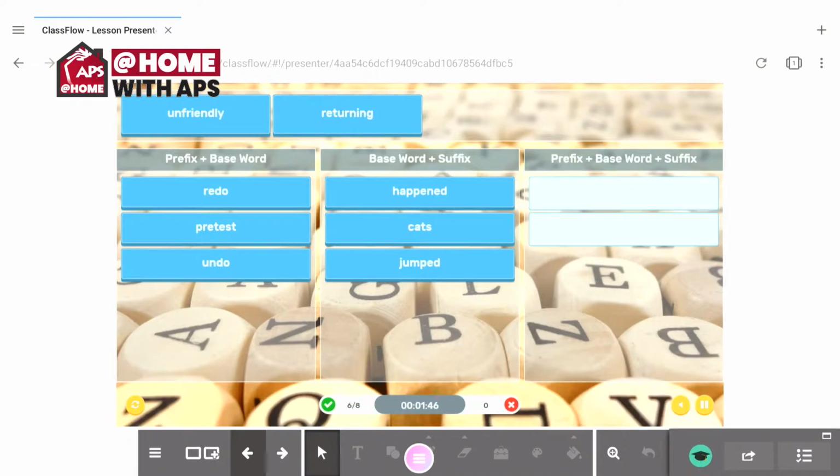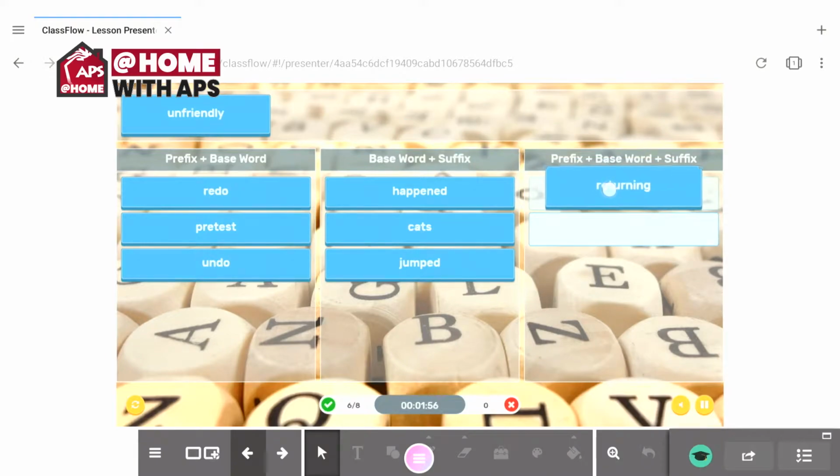So these two must be in my other category. Returning. Turn is the base word, and it's between a prefix and a suffix. Lastly, unfriendly. The base word, friend.